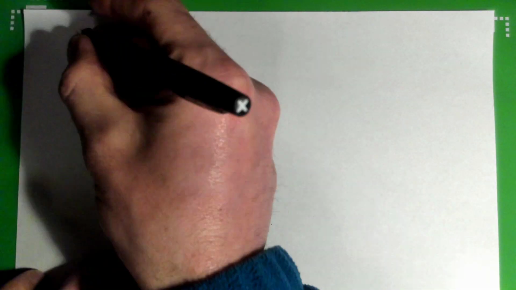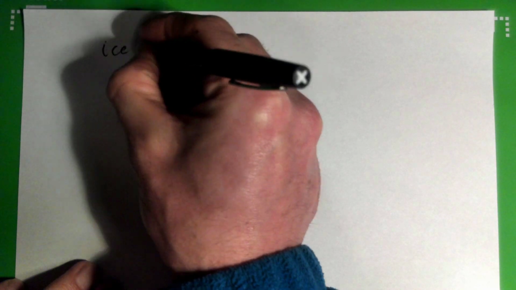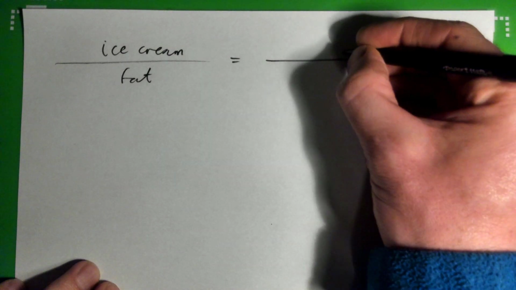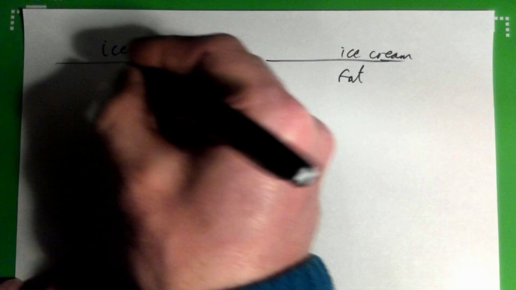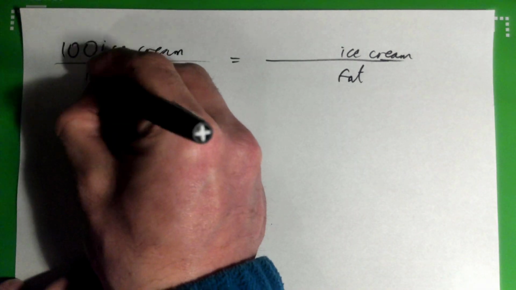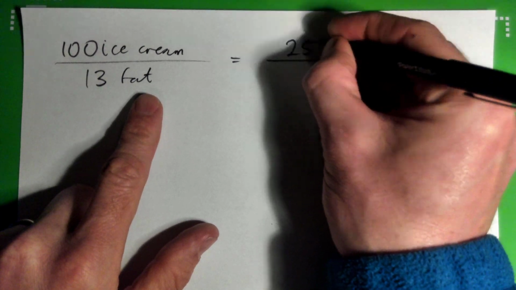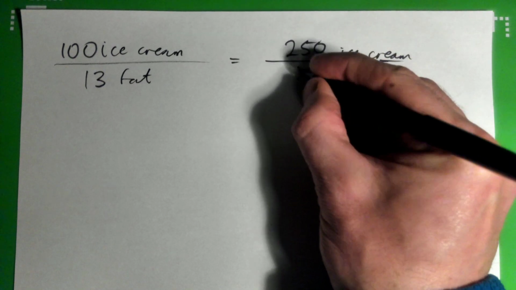Right. So we've got 100 grams of ice cream contains 13 grams of fat. We can set up a little proportion like this, right? So 100 grams of ice cream, 13 grams of fat, equals 250 grams of ice cream over an unknown amount of fat.